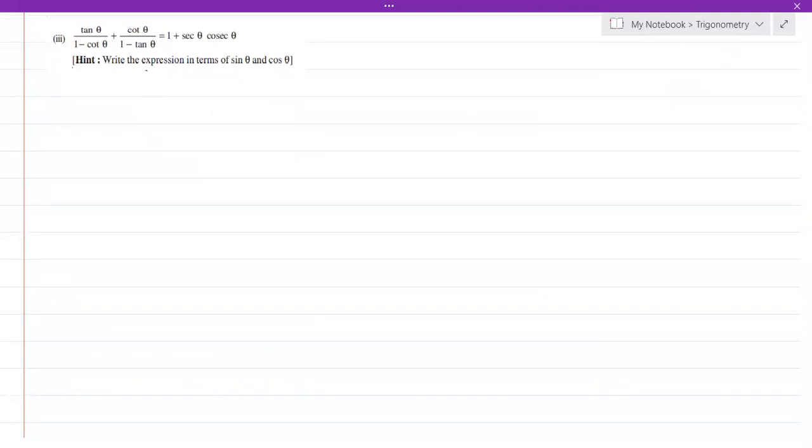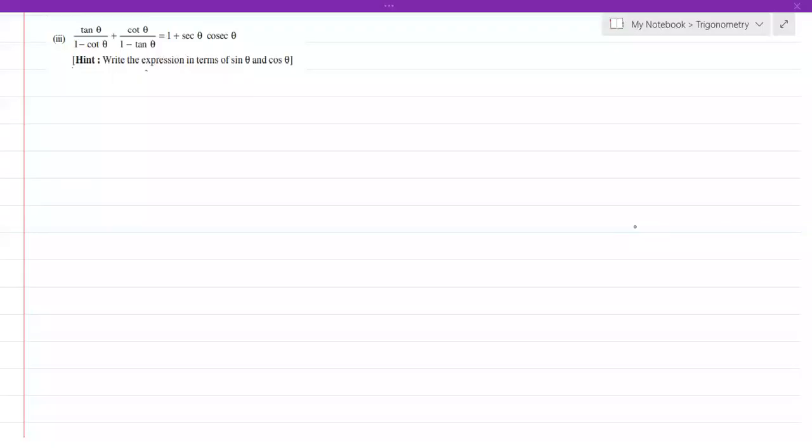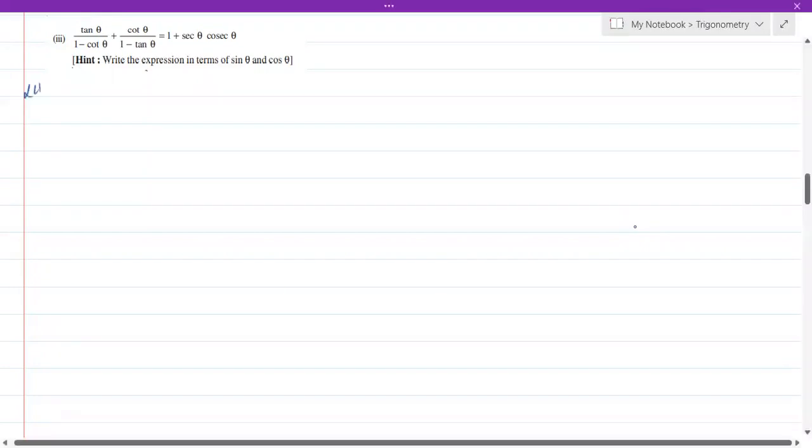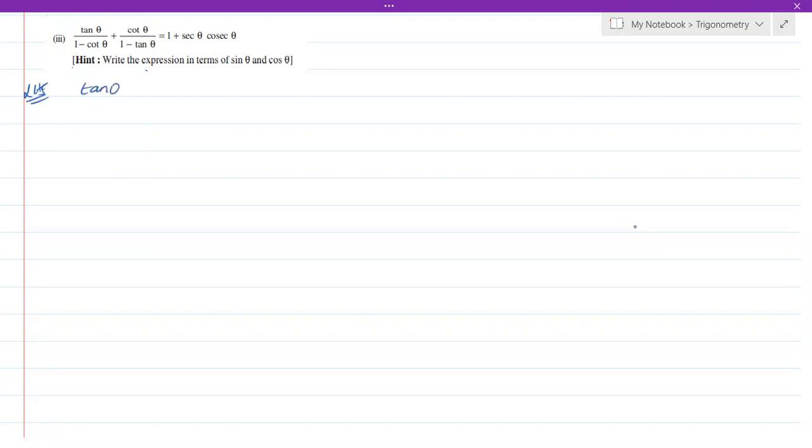A very, very important question. So as usual, let's take the LHS. The LHS is tan theta by 1 minus cot theta plus cot theta by 1 minus tan theta. Okay. Now, they've already given us the hint. Write the expression in terms of sin theta and cos theta.